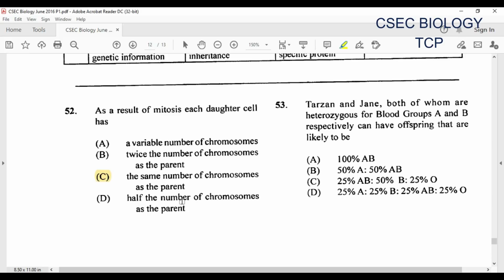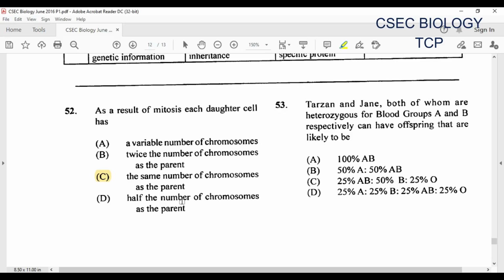So if you were to think about yourself, you would have had 46, just like your parents would have had 46. Or if you got a cut and it got healed, then it's pretty much the same 46 that would have been in the new formation of skin there. All right, so 46, same number, diploid number.